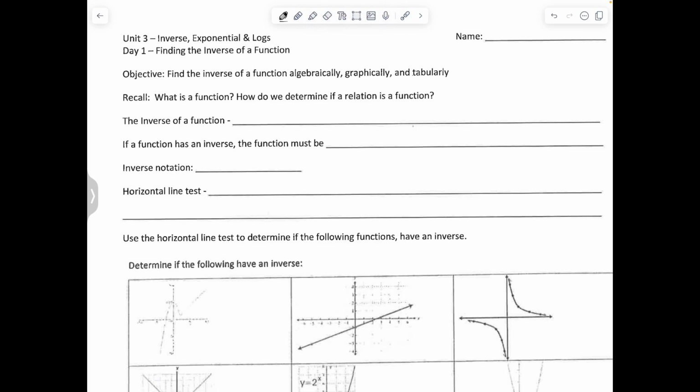Before you leave this video, you should be able to find the inverse of a function algebraically and tabularly. So what is the inverse of a function? An inverse of a function is switching the input and output, let's use some math terms, the domain and the range of a function.